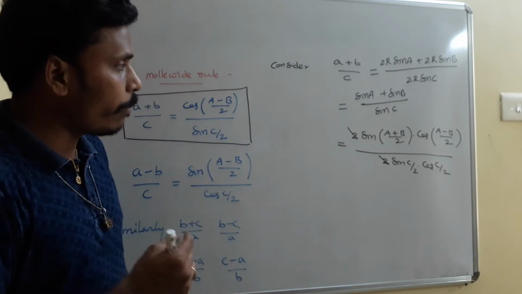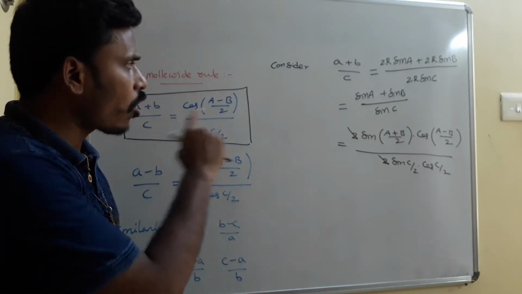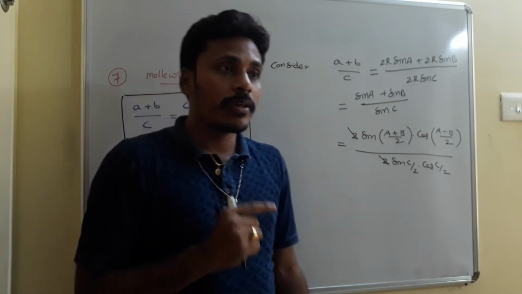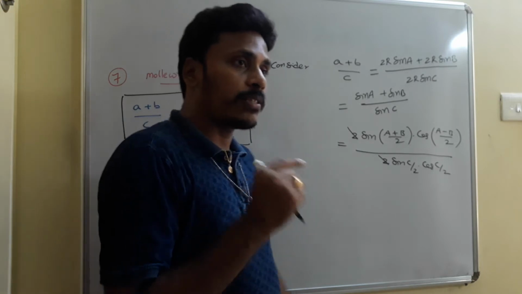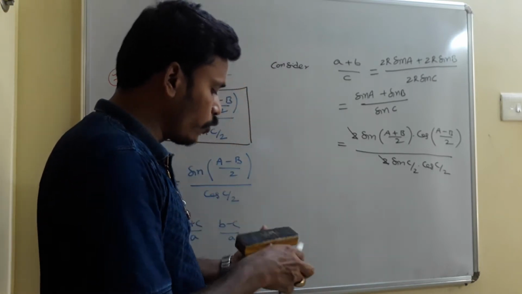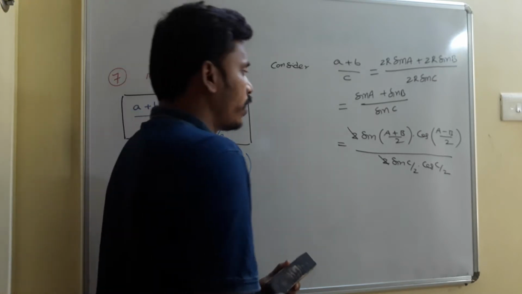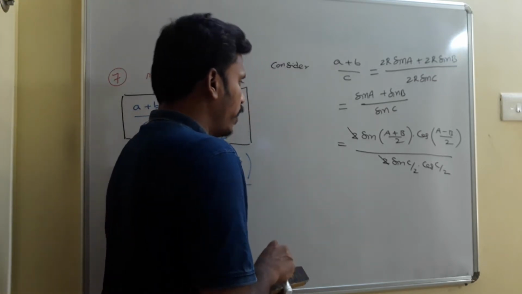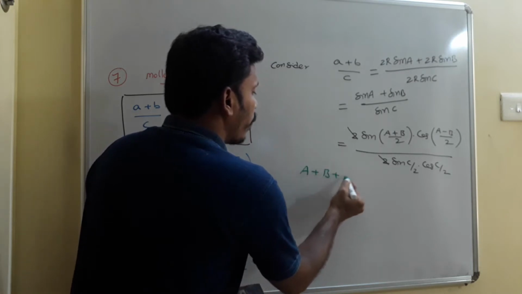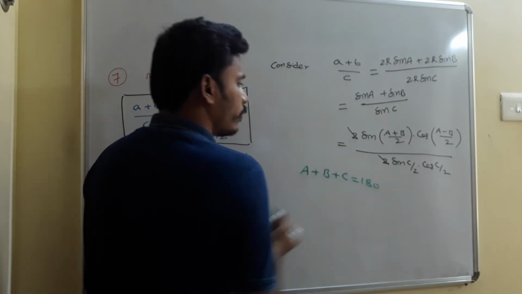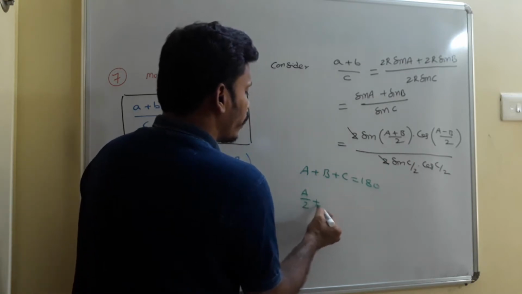Now just for a minute you just think about sin of (a plus b) by 2. See, this all happens in a triangle. So in a triangle, the sum of the angles is 180. So a plus b plus c is 180. Once again I will give you the idea what I am going to do. See, a plus b plus c is 180, and here (a plus b) by 2 is involved. So divide everything by 2.